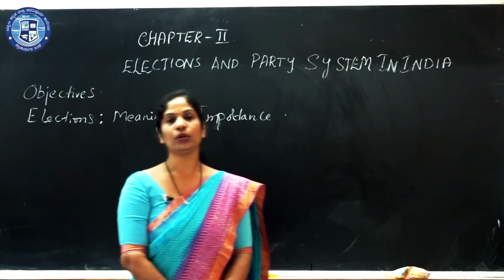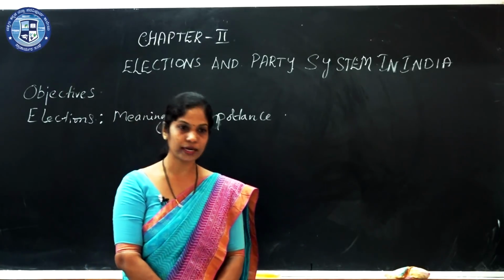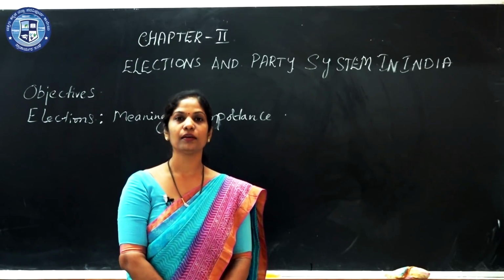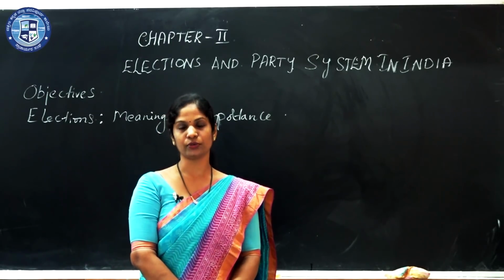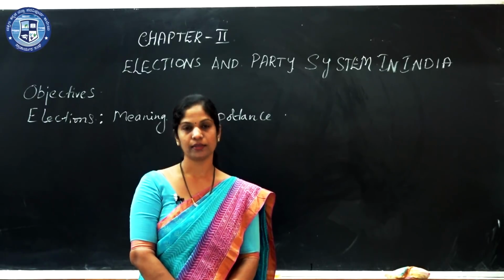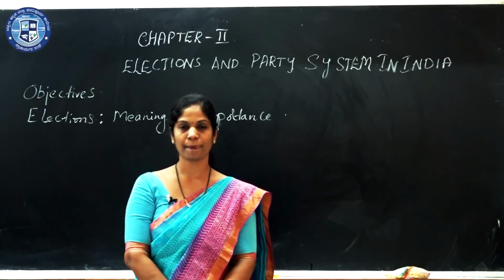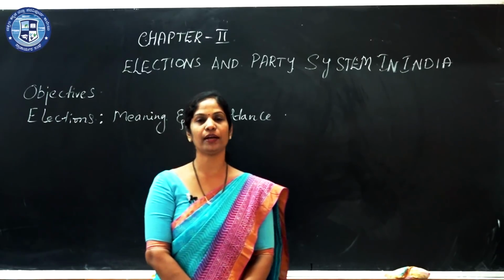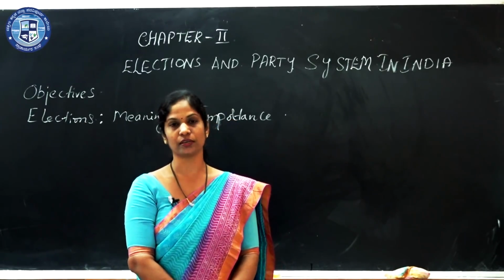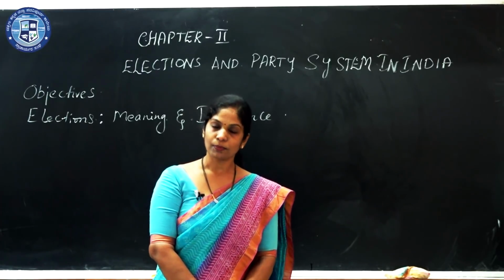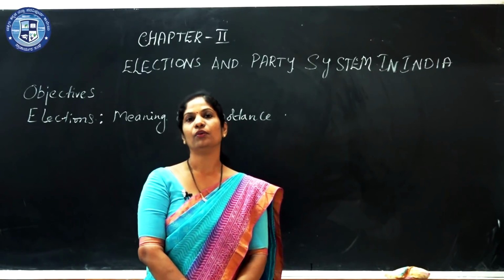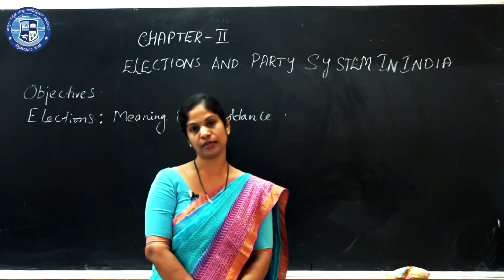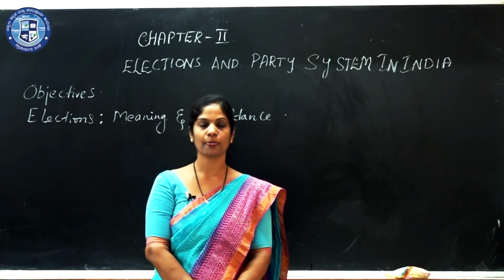As all of you know, India is a democratic country, and along with being a democratic system, the framers of the Constitution adopted the parliamentary system. Under the parliamentary system, we also have adopted the federal structure, which means we have two sets of government, one at the center and another at the state.